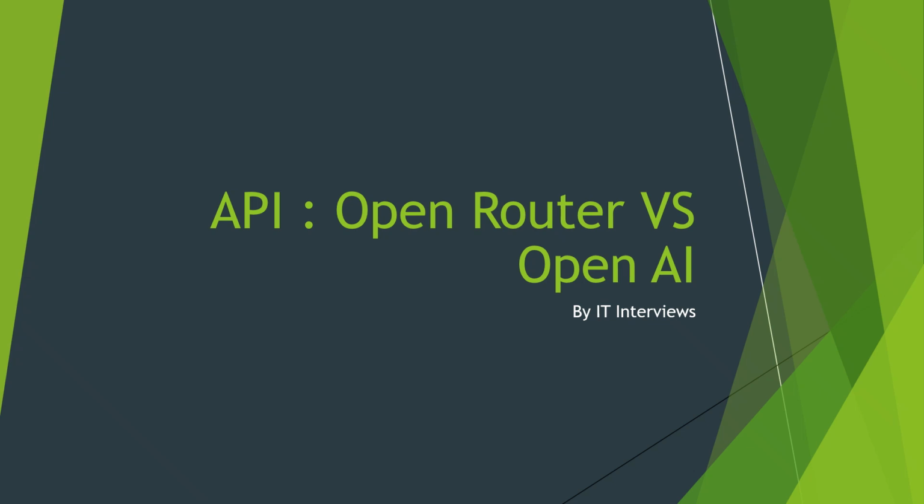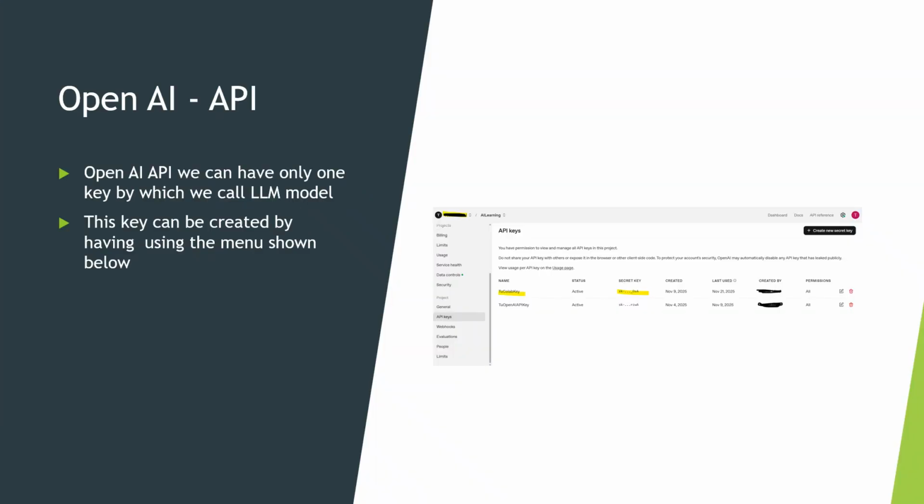Today we will see the difference between API calls from OpenRouter and OpenAI. As we see, we have OpenAI with their subscription and API keys, which we manage through the OpenAI account. Using that API key, we can call the LLM models of OpenAI like GPT-5, GPT-4, etc.